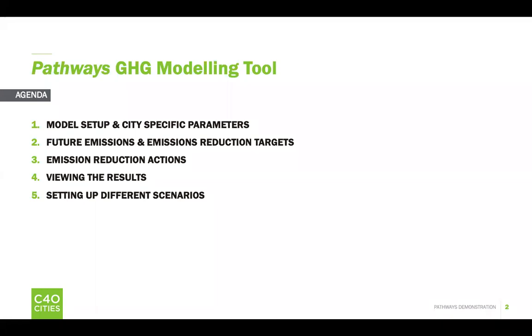Secondarily, looking at future emissions and emissions reduction targets, often considered your BAU case, your business as usual, where emissions are going. And then the real core of the program, the emissions reduction actions. What are we able to model within the tool from an emissions reduction point of view, and what are the results that it gives us? What can we actually glean, what insights are to be gained?